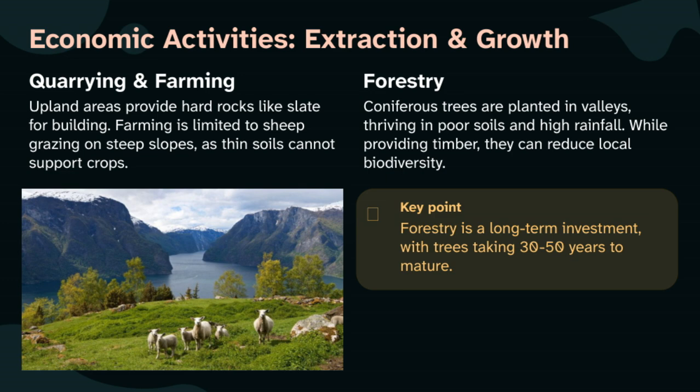Let's ask a question. Why is sheep farming more common than crop farming in many upland glaciated areas? Here's a model answer. Because steep slopes, thin soils, and cool wet conditions make crop farming difficult, while sheep can graze on rough upland pasture.